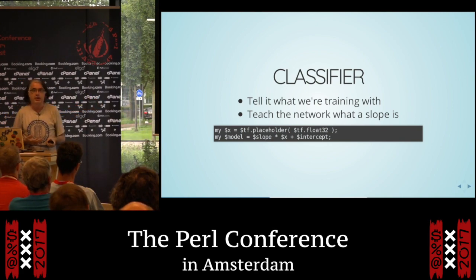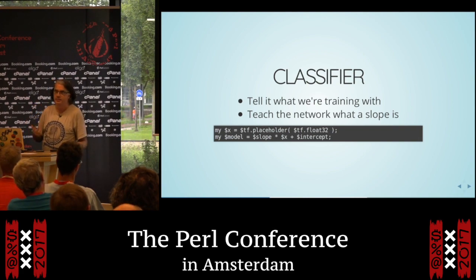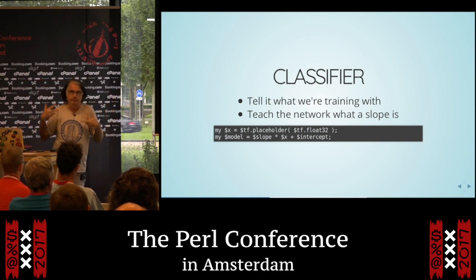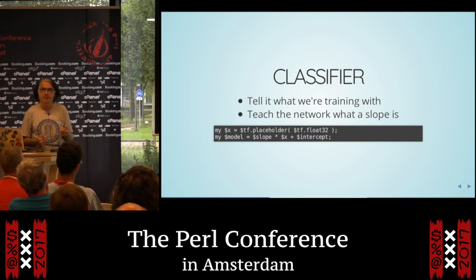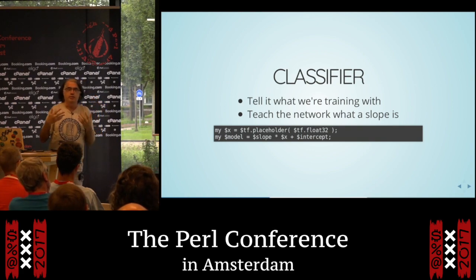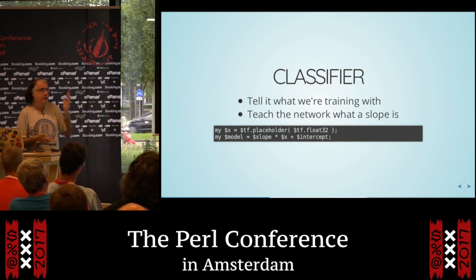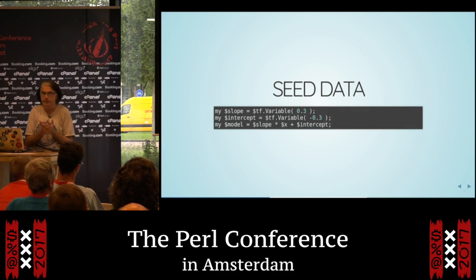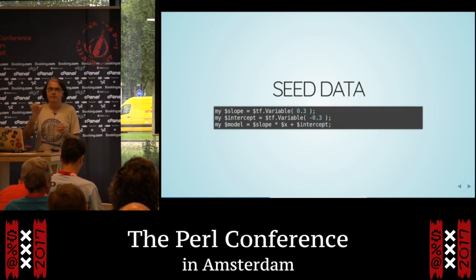The placeholder variable, again, is meant for your training set. If you want to create, say, a training set for cats, you would create a placeholder, my $cats equal $tf.placeholder, and then give it a type of TF image or whatnot. You can train based on that. So the placeholder here is essentially where you insert your training set. The seed data that you give it, this is where you want to start looking for the solution to the equation.